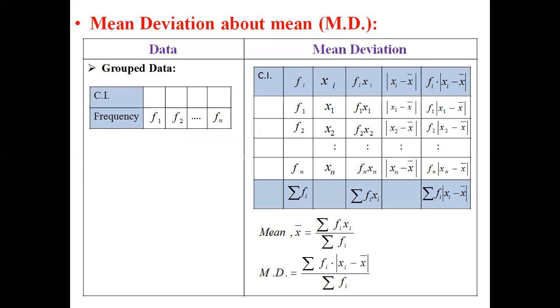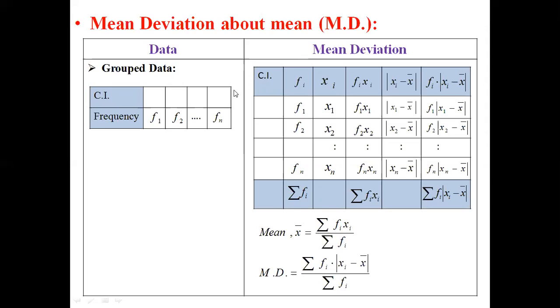So here is the formula to find the mean deviation about mean for the group data. As we know, in group data we are given the class interval and its corresponding frequency. To find the mean deviation, the first step is to find the mean. The mean x bar is equal to summation of fi into xi upon summation of fi.